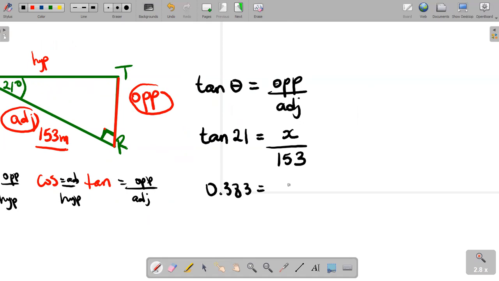0.383 is equal to X over 153. If I want X, I need to get rid of the divide by 153. This is algebra. How do you get rid of it?